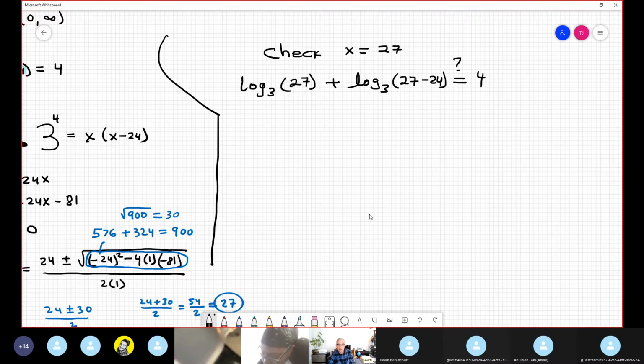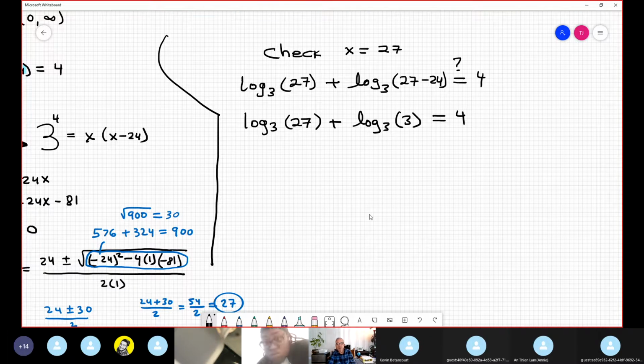Well, this is logarithm base 3 of x plus logarithm base 3 of x minus 24 equals 3. There are many ways to do this: by hand or calculator. Let me try by hand.